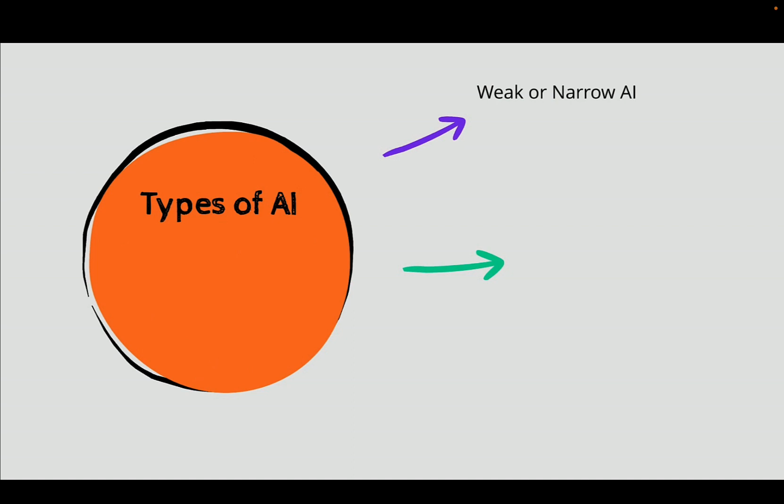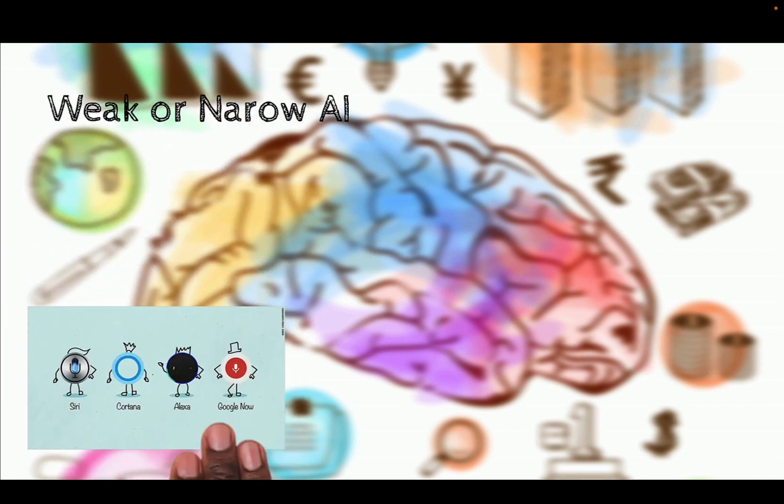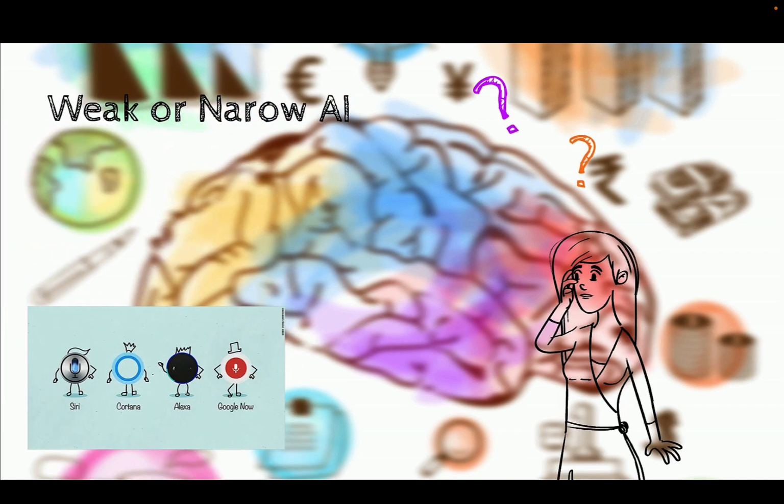In this video, we will cover different types of AI. So, AI is of three types: weak or narrow AI, artificial general intelligence, and artificial superintelligence. Weak or narrow AI is where a machine can perform a specific task like Netflix or Siri. Like Netflix can recommend you something, or Siri can listen to your commands and answer accordingly.